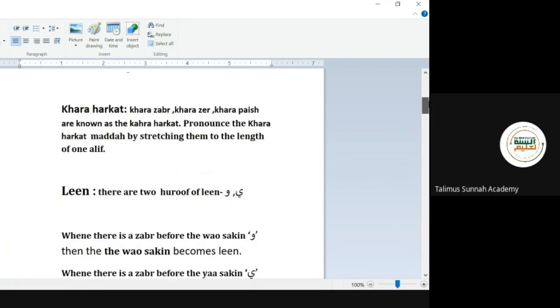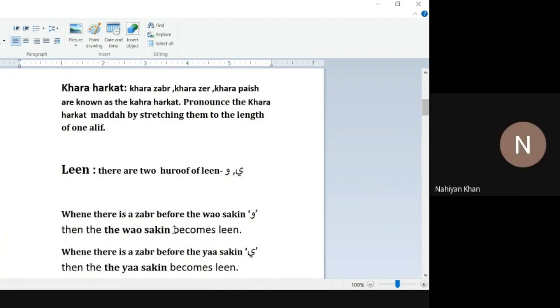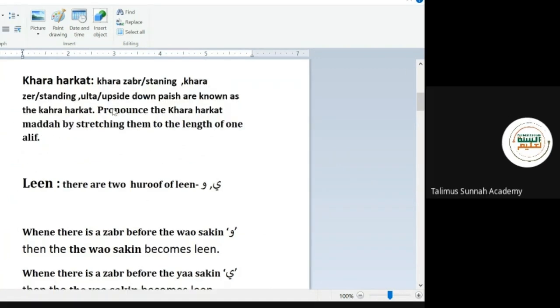This rule's name is khara harkat. Khara zabor, khara zer, ulta pesh. Not khara pesh, ulta pesh. Okay, one minute. Khara zabor, khara zer, ulta pesh.